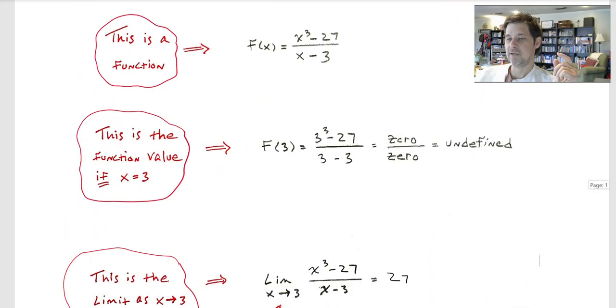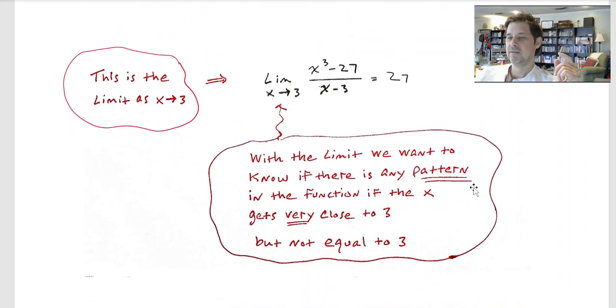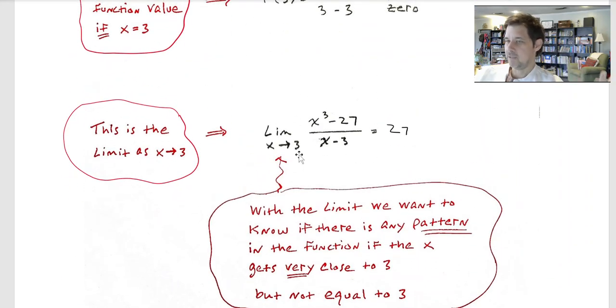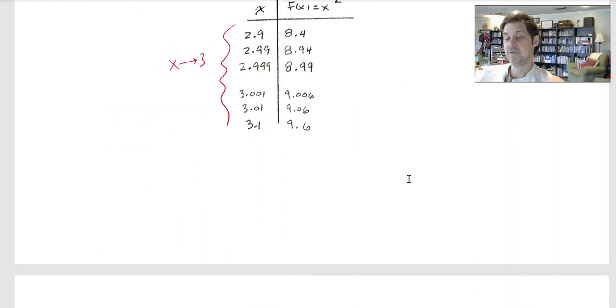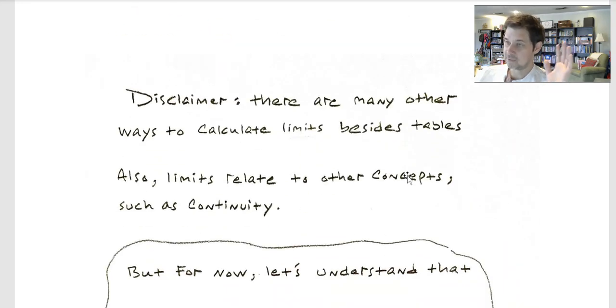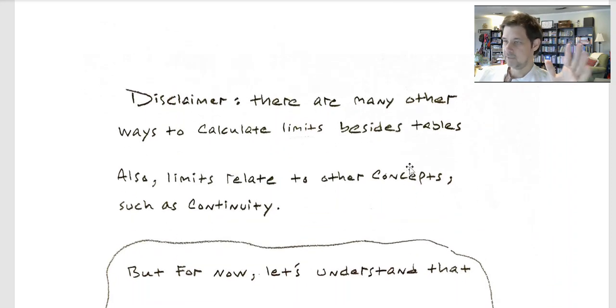I don't want you to think that just because when I plug 3 into this function I get 9, that means that's the answer to the limit also, because it's not. It might be, but that would just be coincidence. So that's what I wanted to establish in this first discussion board prompt. Now I have a disclaimer because there's lots more to say about this. There are many other ways to calculate limits besides tables that we'll talk about as the semester goes on and that are addressed in videos I've already posted.